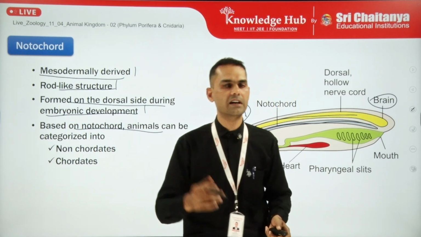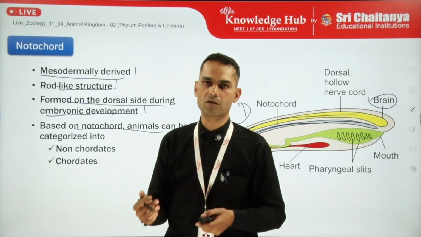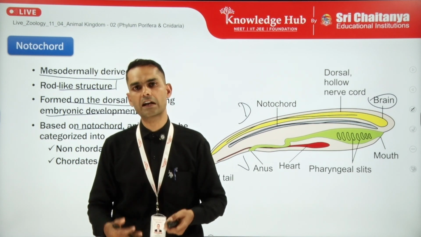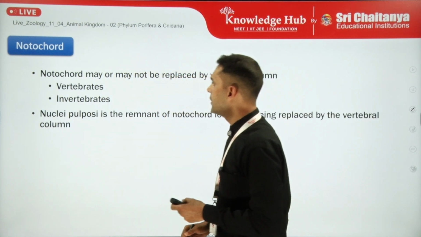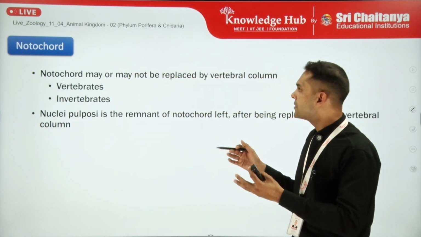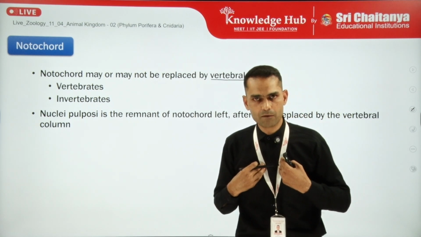So there are two major categories, non-chordates and chordates, on the basis of the presence of notochord or appearance of notochord at any stage of life cycle, right? So notochord may or may not be replaced in later stages of life by vertebral column. For example, we are vertebrates.